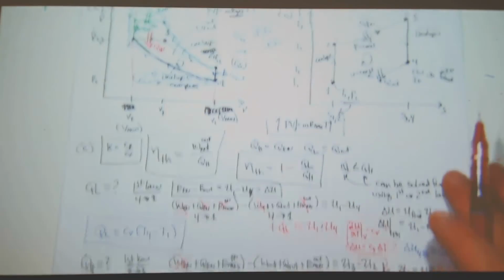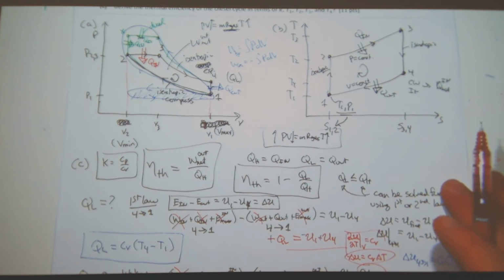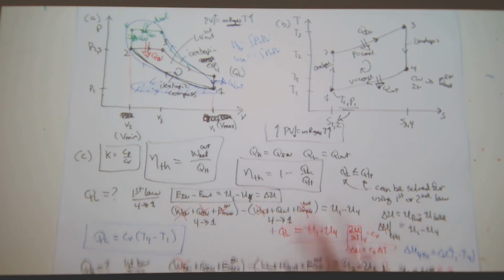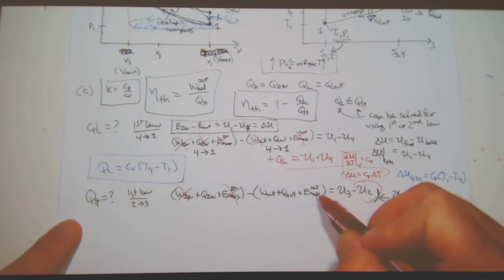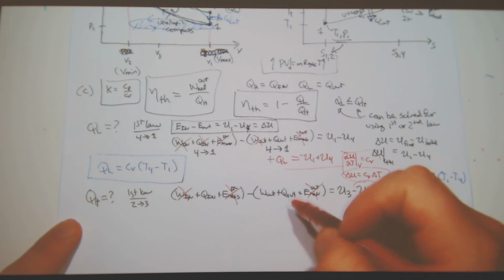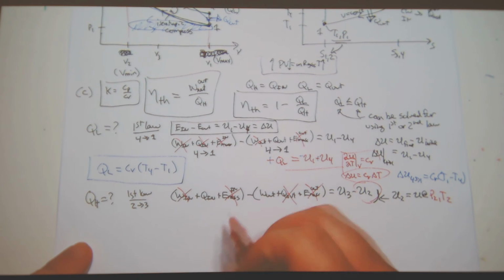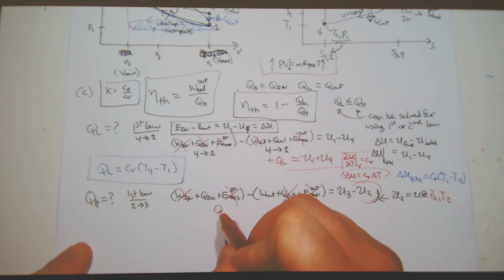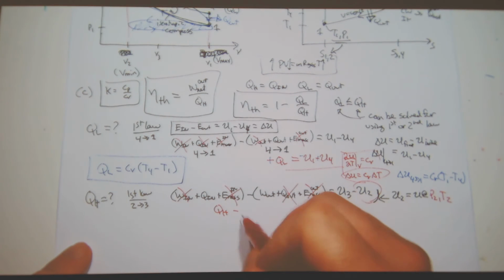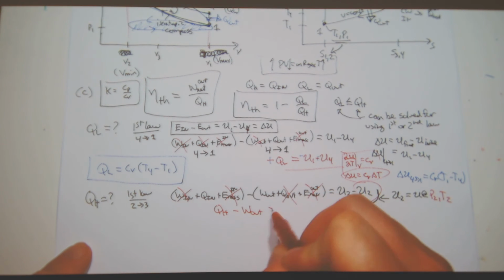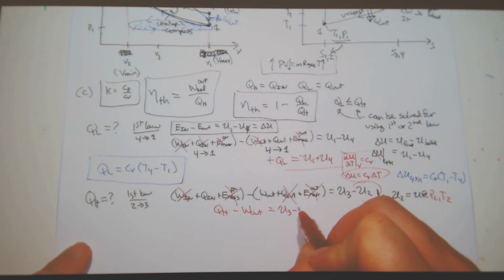What is the heat in? I have heat in. What is the energy associated with mass in? I don't have that. I don't have mass out. Okay. There's heat in, net heat in, and then I have this. So what I end up getting, Q in is QH minus work out equals U3 minus U2.